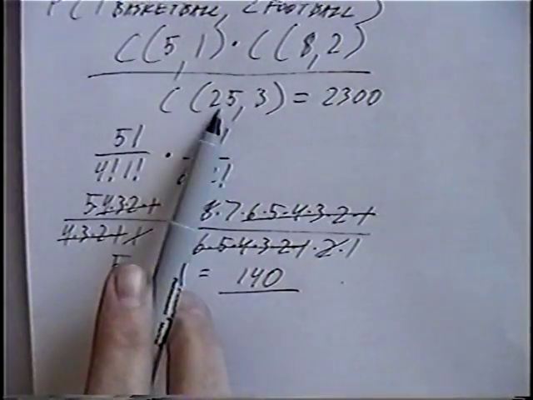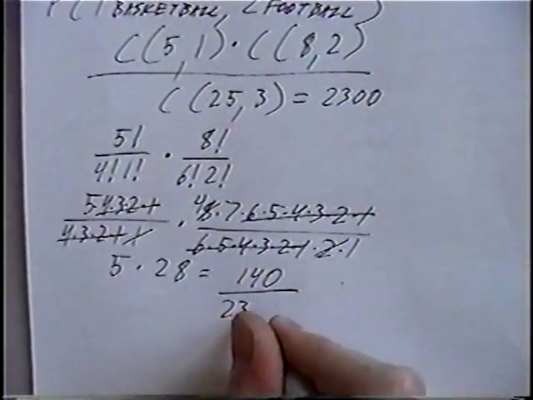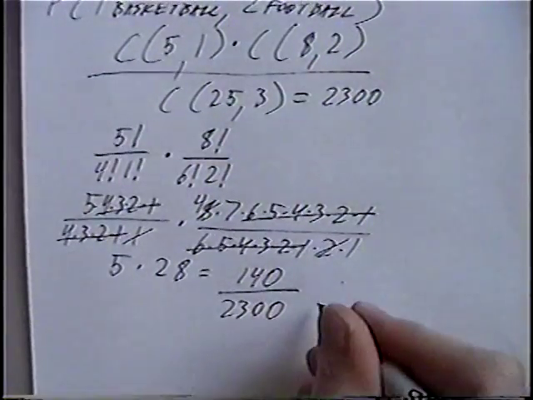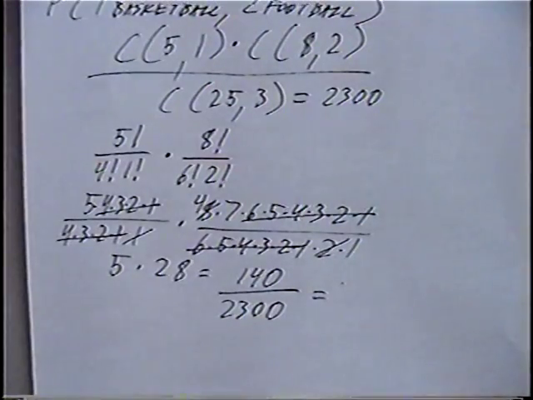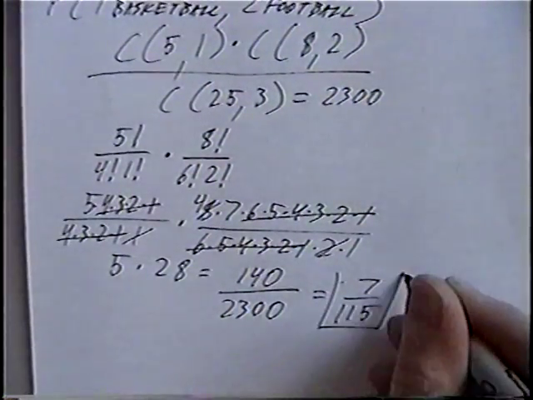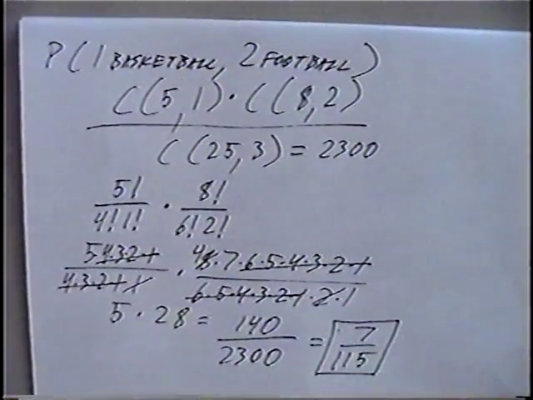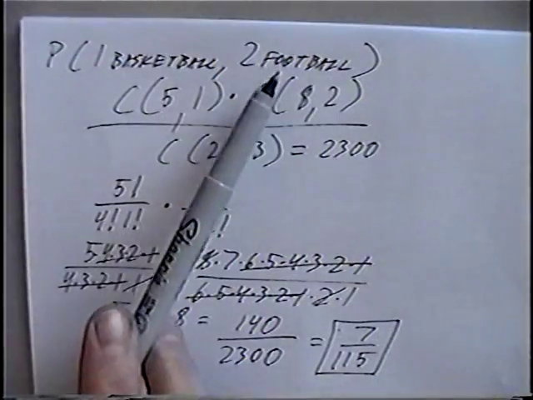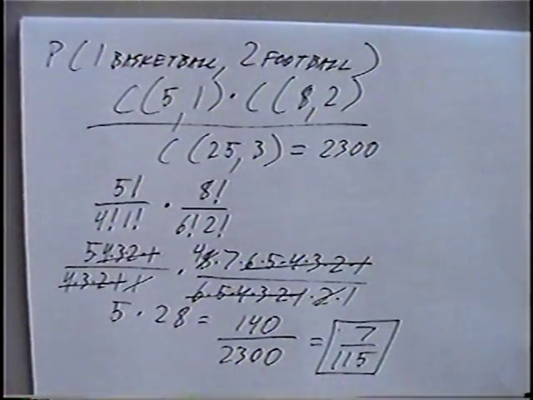Again, combination 25 comma 3 we solved in the previous problem was 2300. Reducing this, you can divide each of these by 20, and your final answer would be 7 over 115. And again, if Bob wants to pick out 1 basketball and 2 football cards, he has a 7 out of 115 chance to do so.